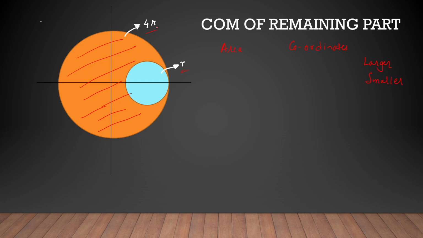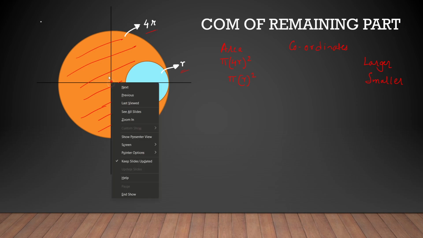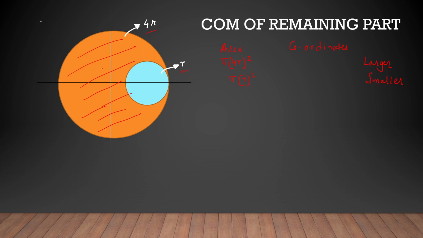For the larger circle they have given the radius, so area would be pi into 4r the whole square. For smaller it will be pi into r the whole square. Then the coordinates. For larger circle the coordinates we basically take as 0, 0. This is the origin for the larger circle, 0, 0. For the smaller circle we take with respect to this origin. We can find out that this is 2r, this entirely is 2r and this entirely is given as 4r.